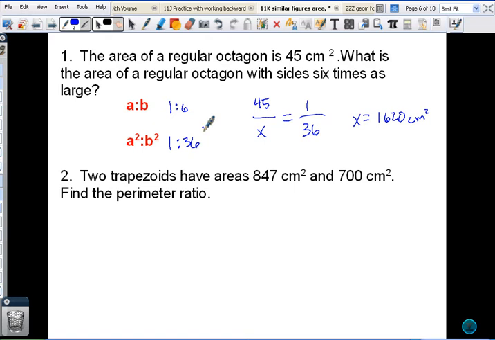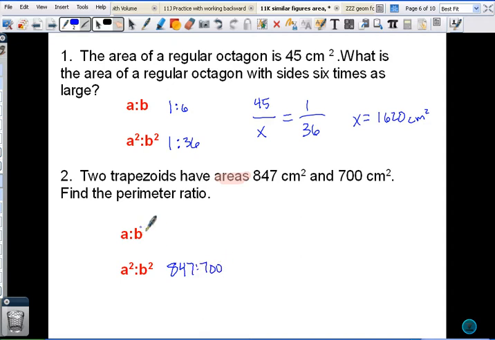Take a second and see if you can figure out the same thing, or actually, I'm sorry. This next problem is different. We're going to work backwards now. Okay? We have two trapezoids that have areas of 847 and 700. I'm just going to copy this and bring it down. And that's their area. It says right here, two trapezoids have areas of 847 and 700. So I'm going to put that ratio here, 847 and 700.